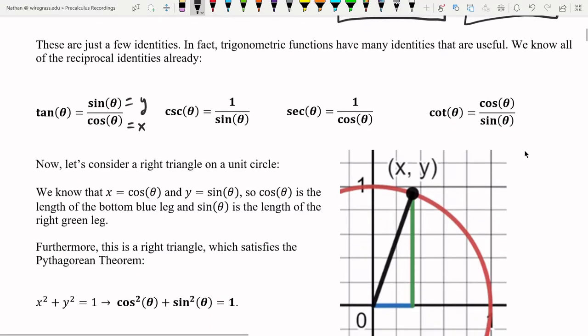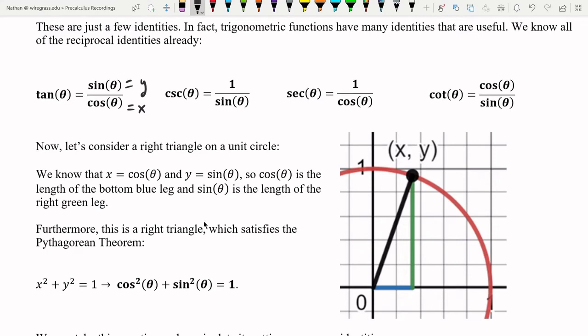Now we're going to consider the unit circle. Specifically, the normal unit circle idea that cosine is x, sine is y. So we know cosine is this leg down here, and sine is this leg here, with this being theta. And this is a right triangle, so the Pythagorean theorem fits: x squared plus y squared equals 1. That's the same thing as saying cosine squared plus sine squared equals 1.